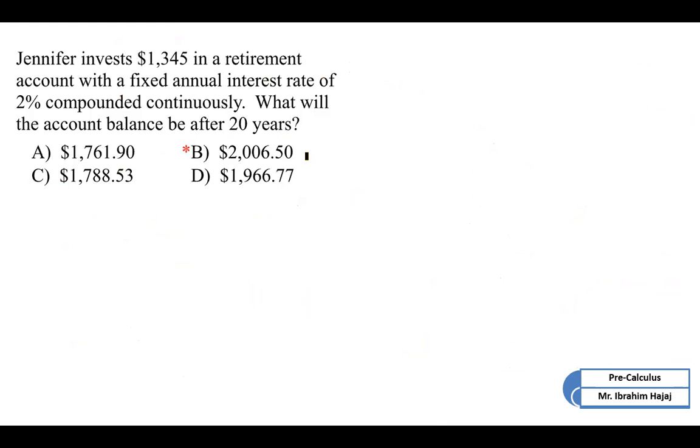Yes, next and last question. Geneva invests $1,345 in a retirement account with a fixed annual interest rate of 2% compounded continuously. What will the account balance be after 20 years? As you see here, guys, the interest rate is 2% and the principal, the original amount of money she invested in this retirement account, is 1,345, and the important issue in this question is that the interest is compounded continuously.